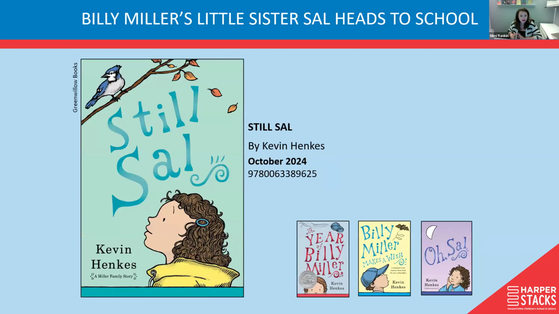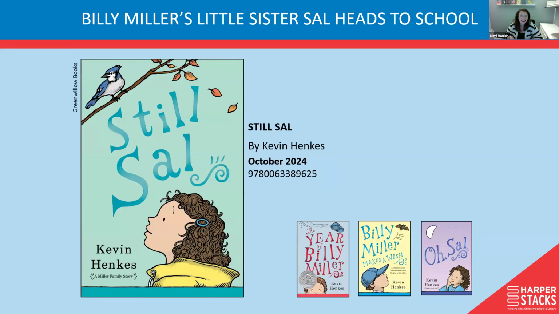Still Sal. This is a new young middle grade book from legendary Kevin Henkes. This is a standalone companion to the Newbery Honor The Year of Billy Miller. It's a really funny story about Billy's sister Sal on her first day of first grade. So it's a fun school story.